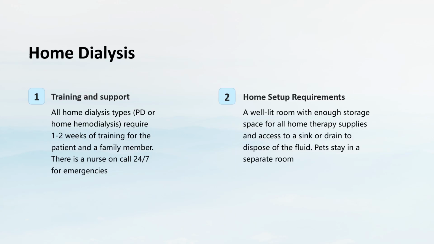All types of home dialysis involve 1 to 2 weeks of training for patients and a family member so they can do it themselves. There is a nurse on call 24 hours a day, 7 days a week in case of an emergency. Patients will need a well-lit room with enough storage space for all home therapy options. They will also need a sink or a drain to get rid of waste fluid.